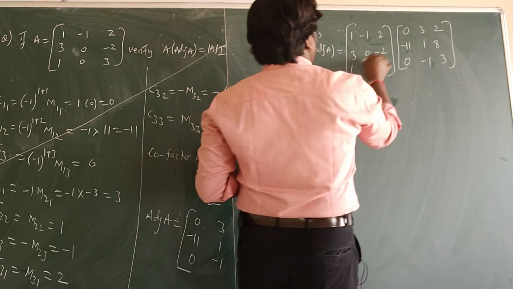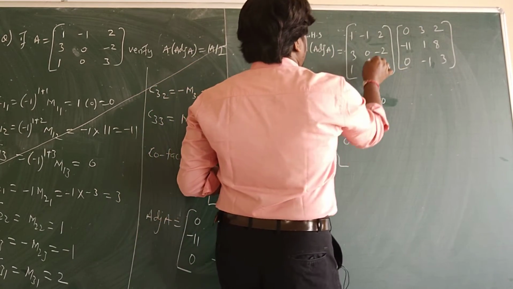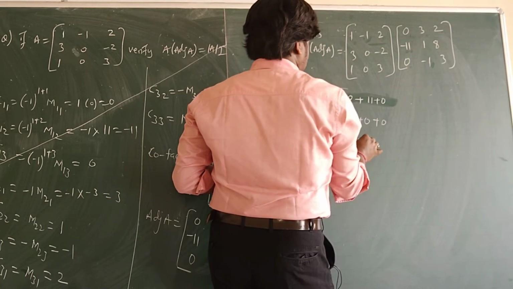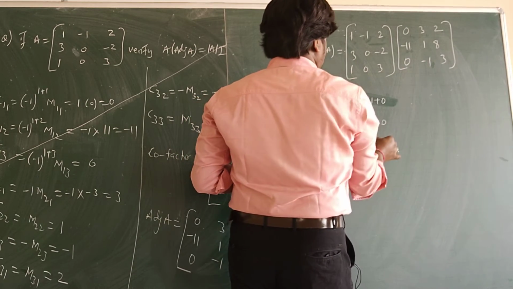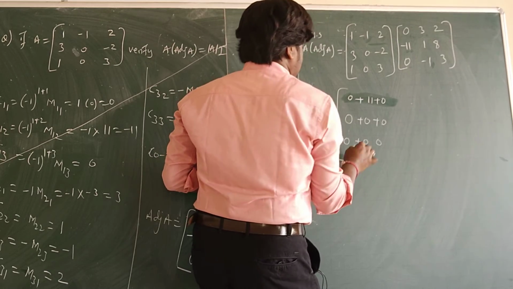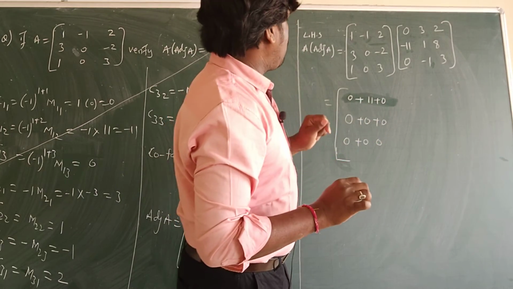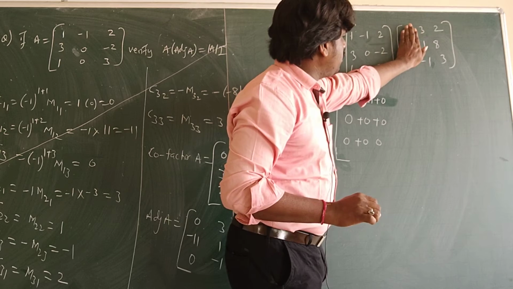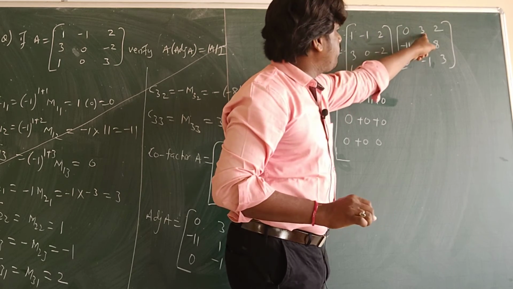Now here, 1 into 0, 0, 0 into minus 11, 0, 3 into 0, 0. So you got this is zeros. Now this part is over, hide this one. Now the same thing you do this one with this.